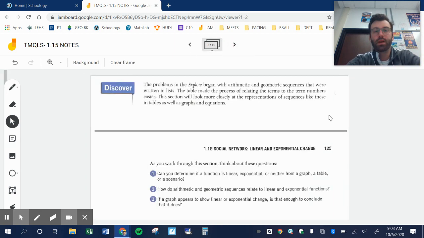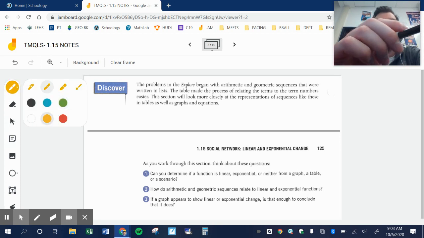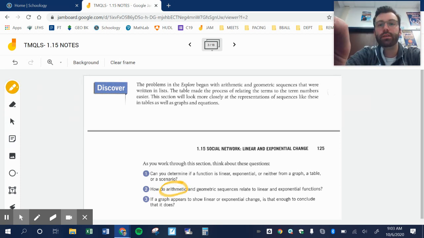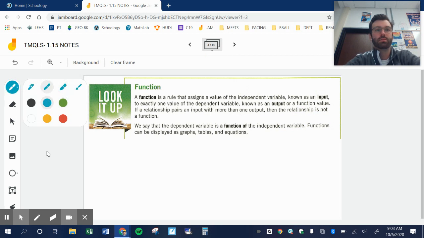So today we're talking all about linear and exponential change. Can we determine if a function is linear, exponential, or neither from a graph, table, or scenario? How do we relate arithmetic and geometric to exponential? We'll talk about that as we go along. Just know that arithmetic is linear and geometric is exponential. If a graph appears to show a linear or exponential change, is it enough to conclude that it does? That question makes zero sense to me, but let's keep going.